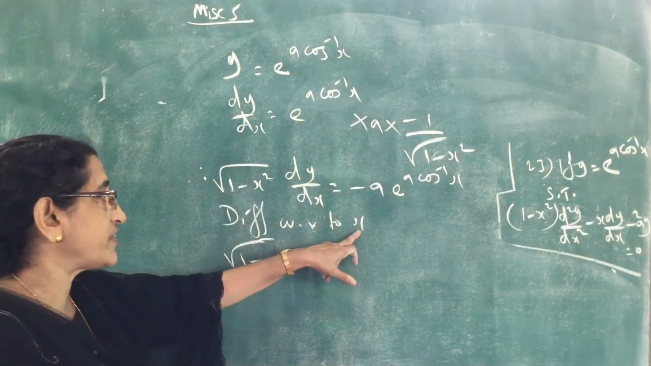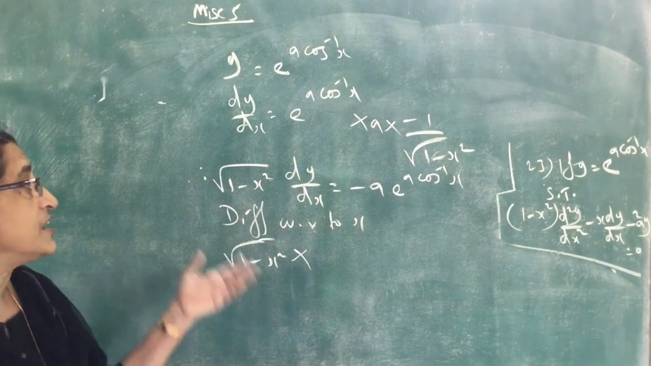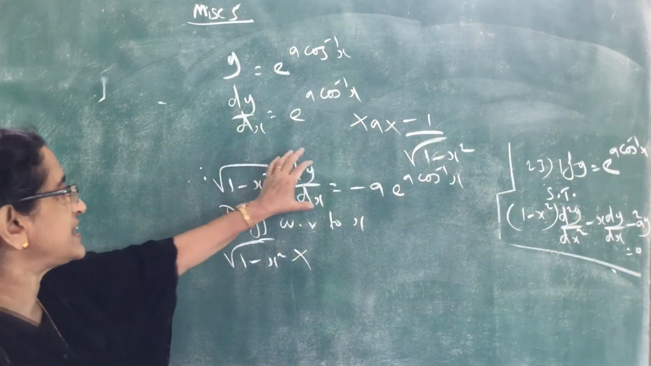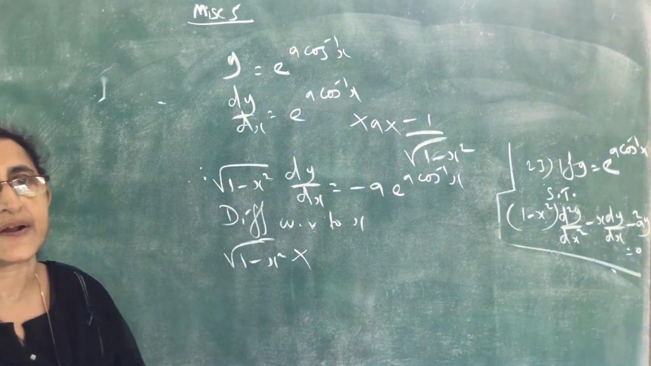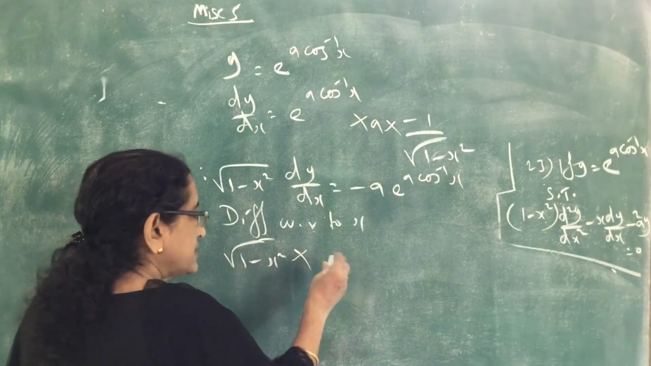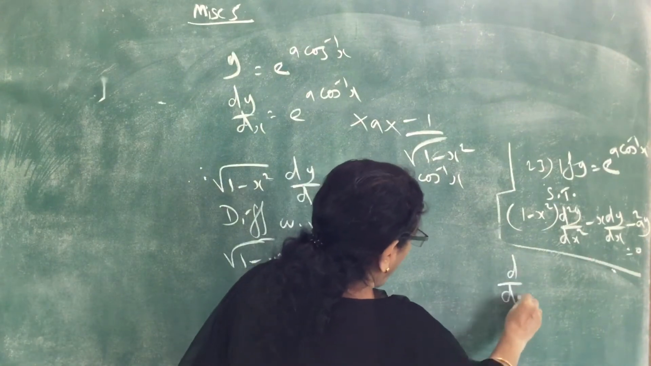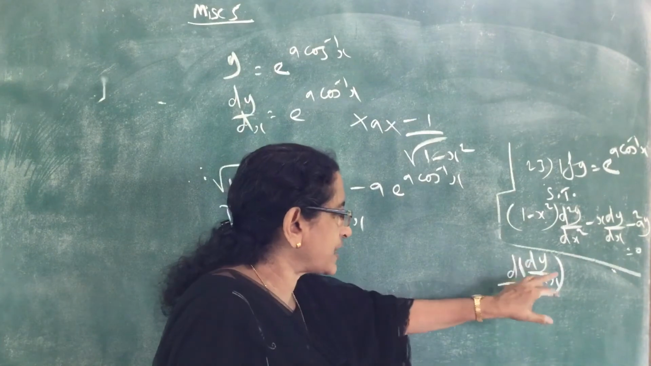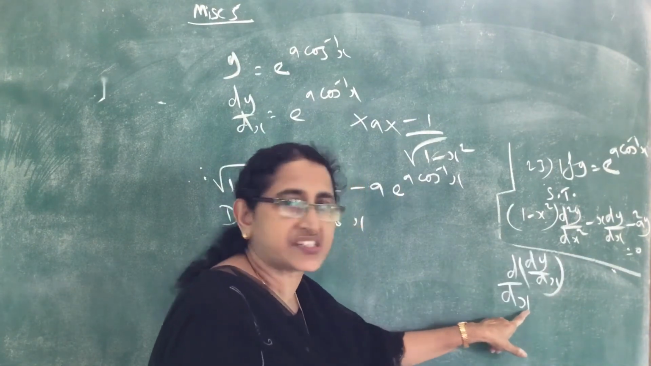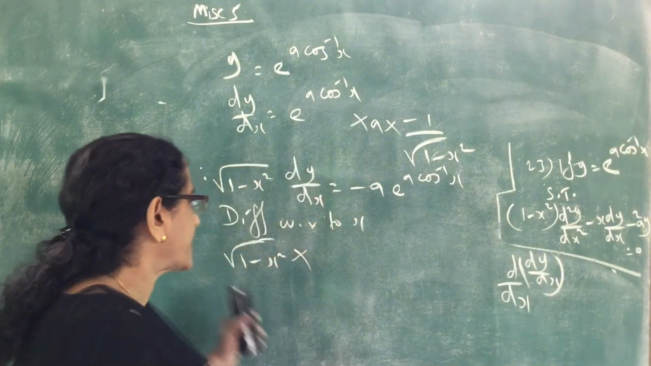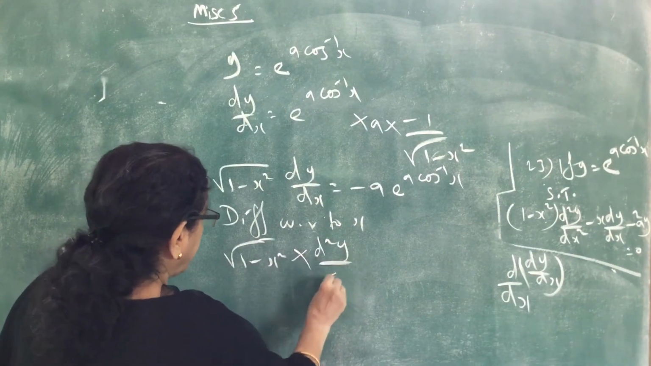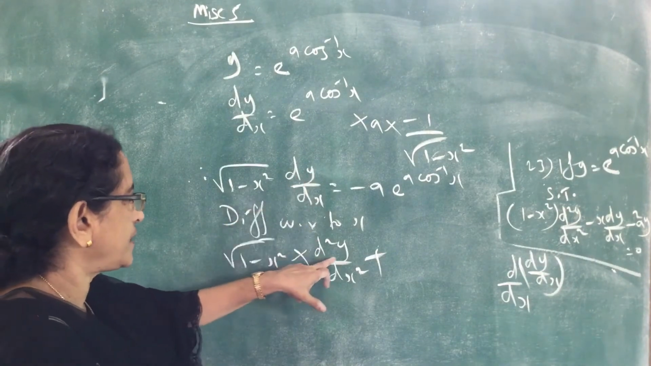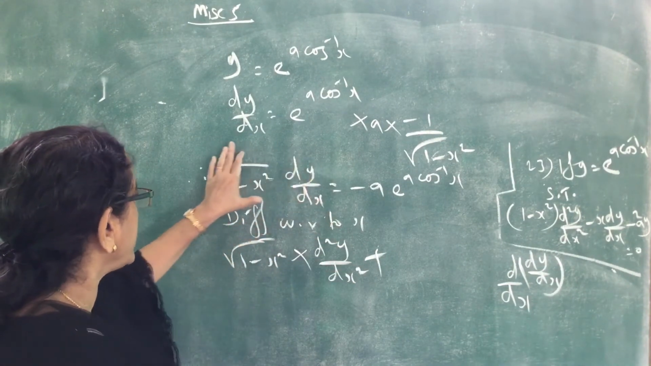What is the derivative of dy by dx with respect to x? That is very important, with respect to which variable we are differentiating. We are differentiating with respect to x. So first function into the derivative of dy by dx with respect to x, that is d square y by dx square. That is the derivative of dy by dx with respect to x, same as d square y by dx square. So d square y by dx square plus, first function into derivative of second plus second function into derivative of first.